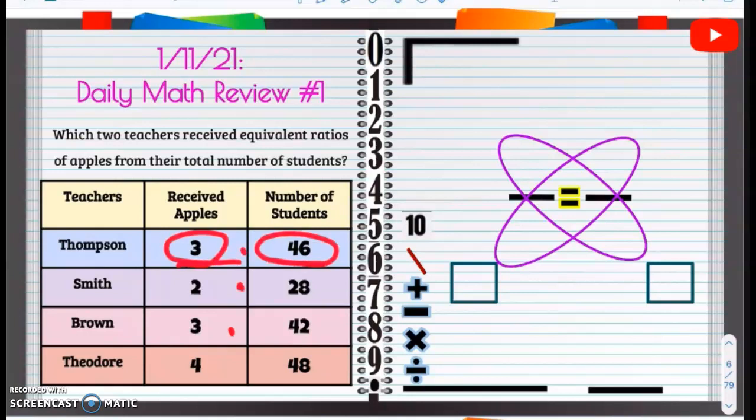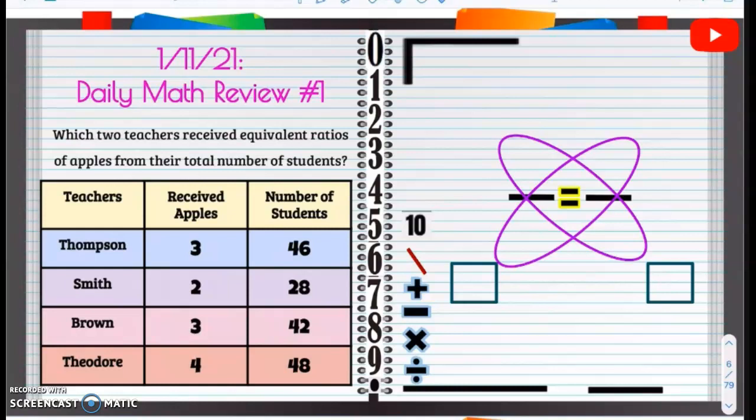We're going to take a look at these numbers and see which two are going to be equal. Here's kind of a hint: we have 3 two times in this chart. So 3 to 46 is not equal to 3 to 42, right? So maybe we'll try something else.